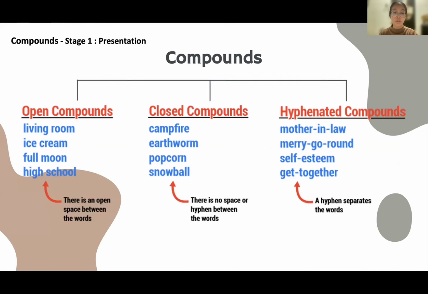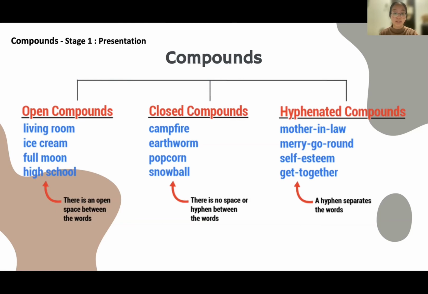Firstly, I will teach students what a compound word is. When deciding if a word is a compound, remember that the meaning of the compound word relates to the meaning of the 2 words that combine to form it. After that, 3 types of compound words will be taught to students, namely open compounds like living room, closed compounds like campfire, and hyphenated compounds like mother-in-law.